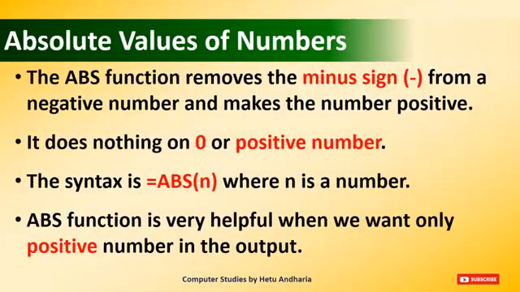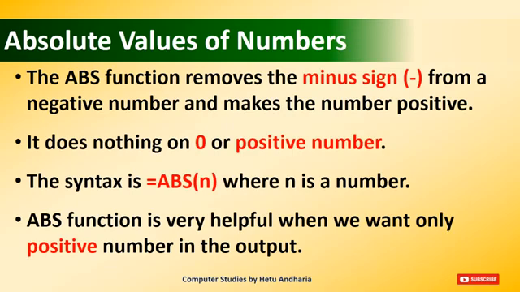The first function is to find the absolute values of numbers. For that, the function which is used is the ABS function. Whether it is written in all capitals or in small letters doesn't make any difference. The ABS function removes the minus sign from a negative number and makes the number positive.